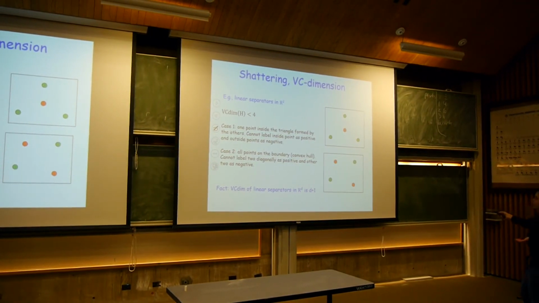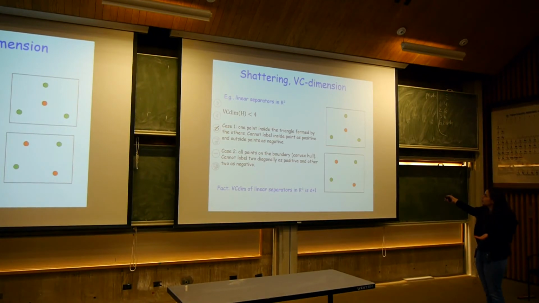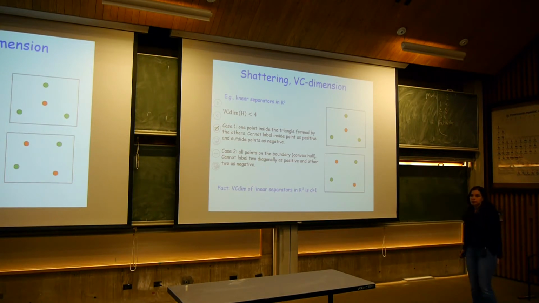Because there is a labeling I cannot achieve, namely labeling these guys over here plus, and the point inside the convex hull minus. There is no way to achieve this with a linear separator. Because if I have a linear separator, anything in the convex hull of these 3 points has the exact same labeling by convexity.